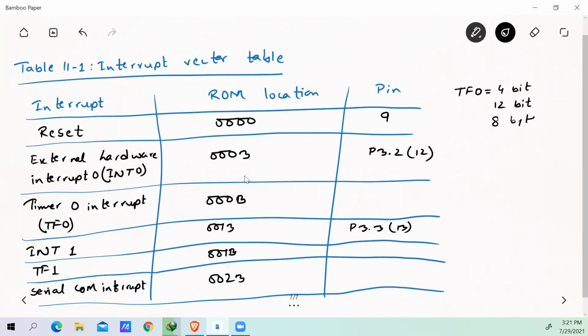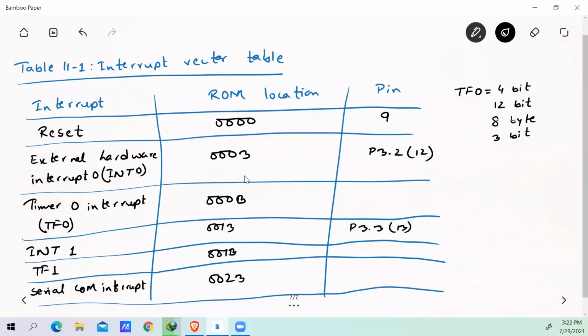So another answer we got is 8 byte. So the question still stands. How many memory locations or how many bytes of memory are reserved for TF0? Any other answer, anyone? Sir, 3-bit. Okay, we have got a lot of answers. Now let us go one by one. Whoever said 4-bit, why did you think 4-bit?